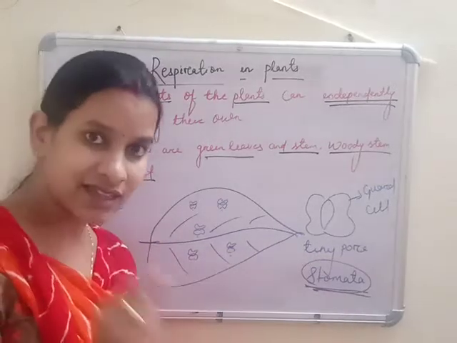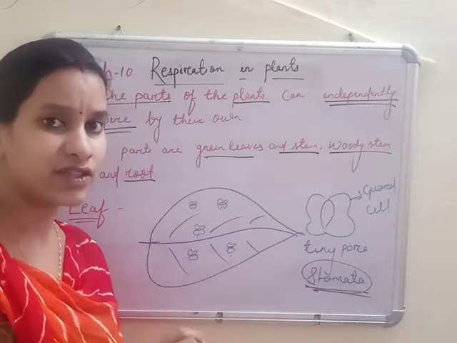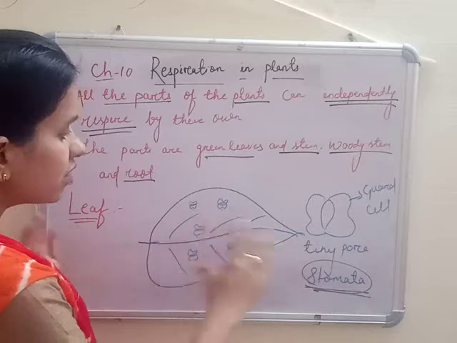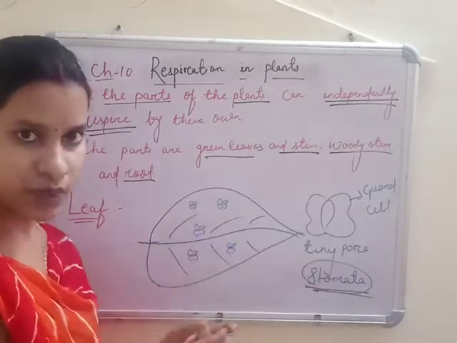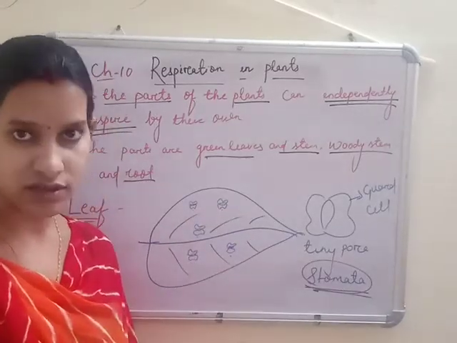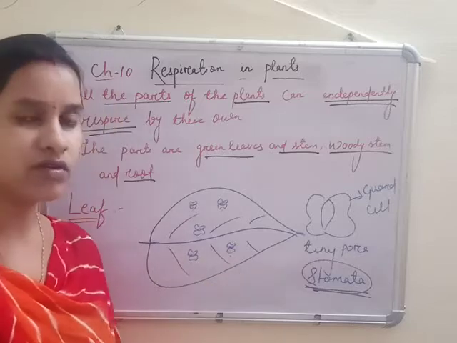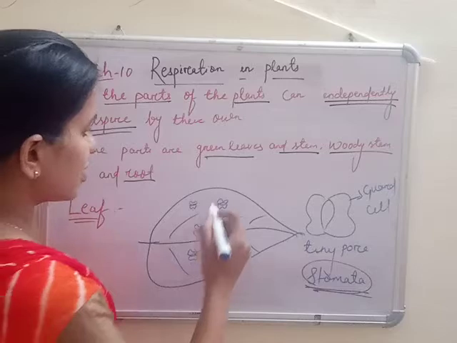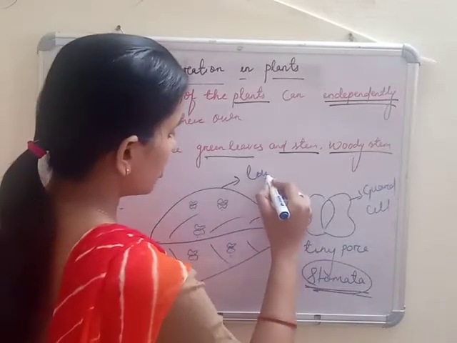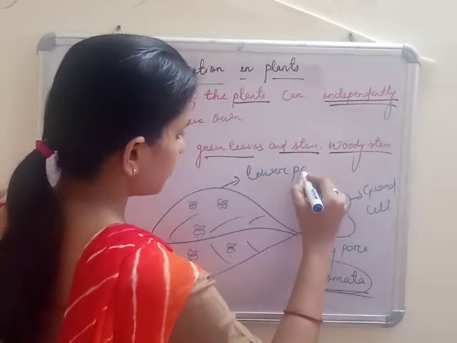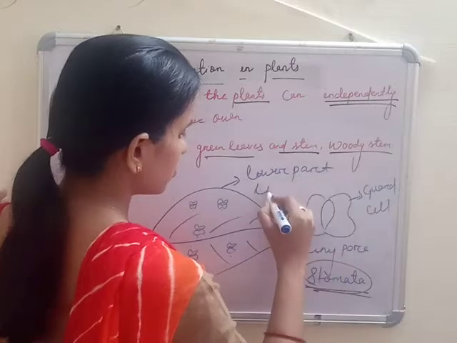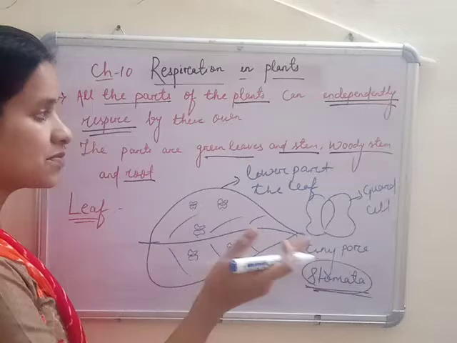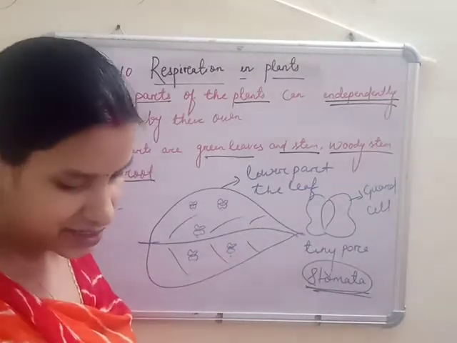It is so tiny that we cannot see it with the naked eye. We need a microscope for this. In a leaf, in the green part, we get millions of stomata, not 2, 3, 4, but millions, and the maximum number of stomata is found in the lower part of the leaf.